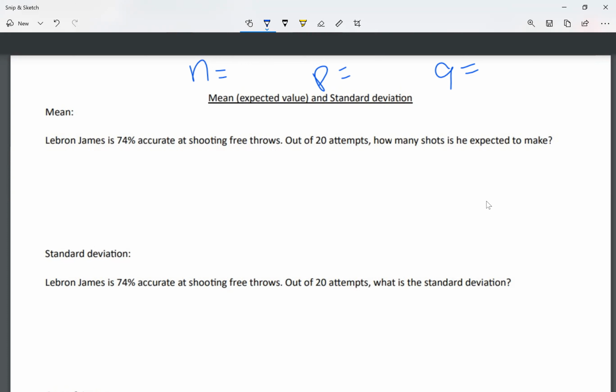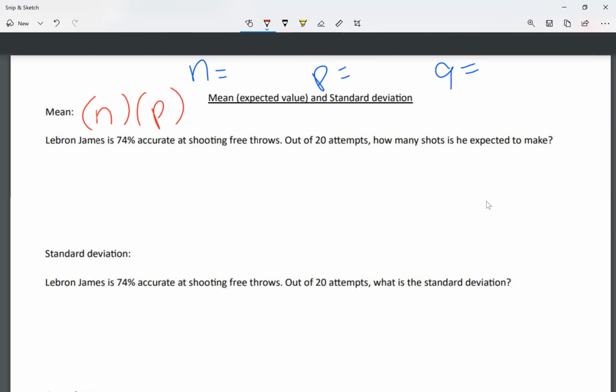Okay, so now with this binomial, we're going to be able to figure out the mean, the expected value. And it's going to be pretty simple. The formula for the mean is n times the probability of success. So n times p. As an example, let's take a look.